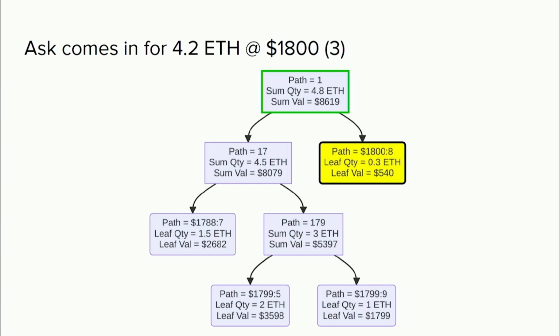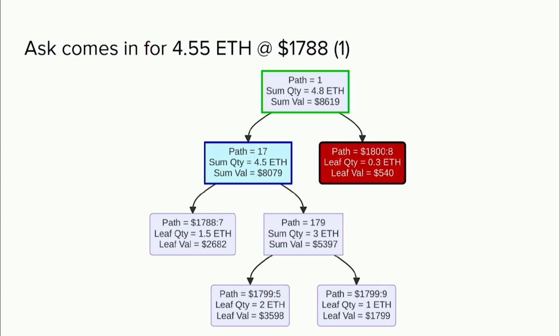Okay, so let's run through another ask again. And again, these slides take a while to grok, but I think you'll get it if you stick with me here. So another ask comes in. Again, we go right. This ask is for 1788 and a quantity of 4.55 ETH. We go right, we hit a leaf.